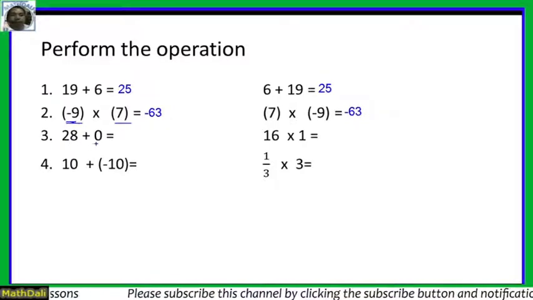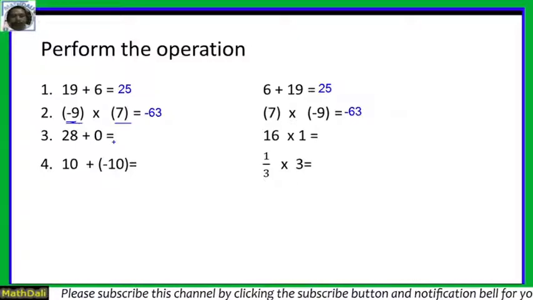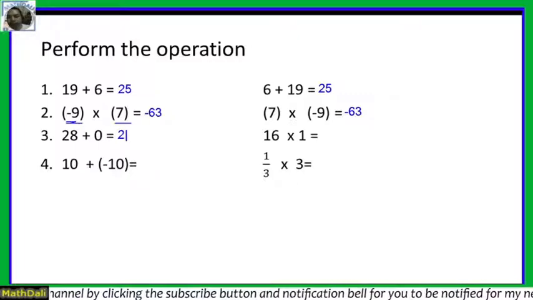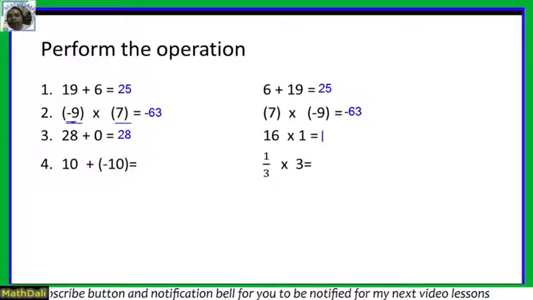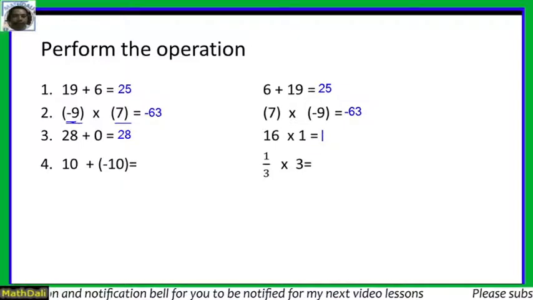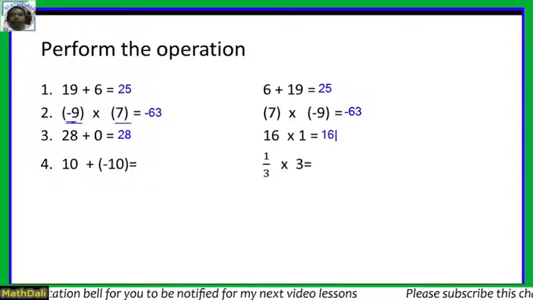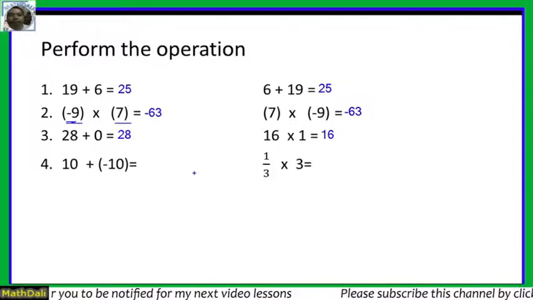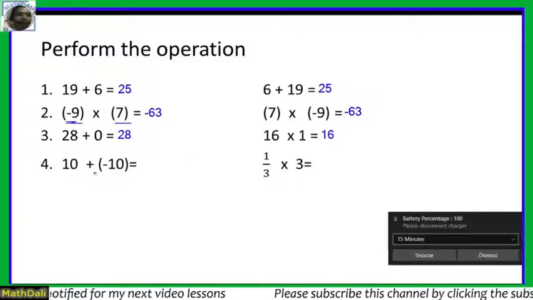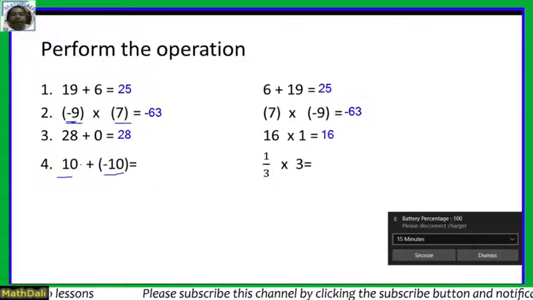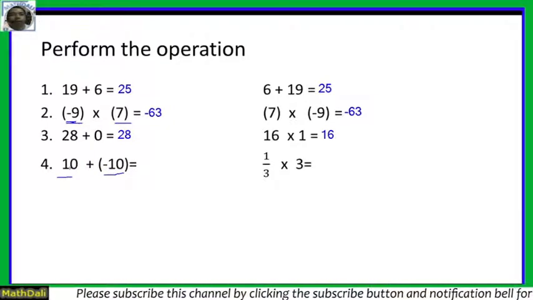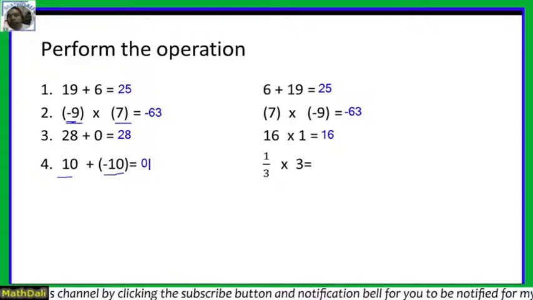Next, 28 plus 0. Okay, 28 plus 0, that will be equal to 28. And next, 16 multiplied by 1. And 16 times 1, parehas naman yan na positive. So, the product is also positive, and that is positive 16. Then next, 10 plus negative 10. Magkaiba yung sign. Pagka magkaiba yung sign ng ina-add ninyo, kukunin lang ninyo yung difference. So, 10 minus 10, that will be equal to 0.